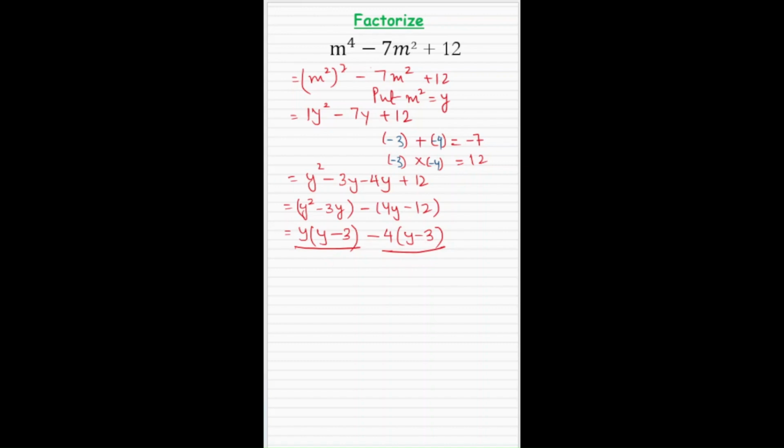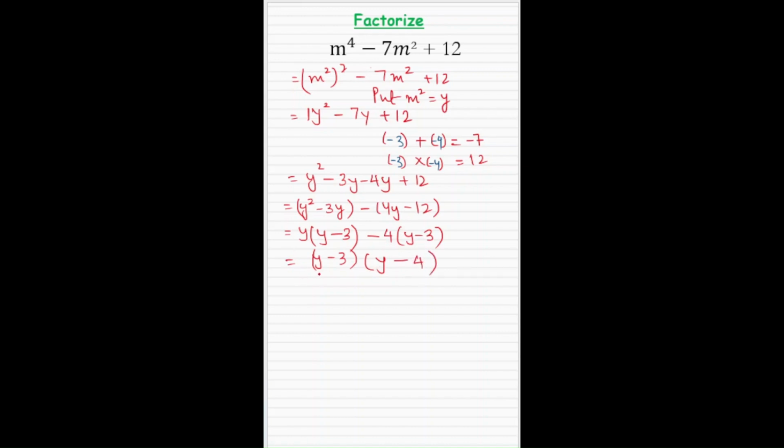From these two terms, I can clearly see that the bracket y minus 3 is common. So I can take out that bracket y minus 3 as common. From the first term, y minus 3 is outside; what is left? y. From the second term, y minus 3 is outside; what is left? Minus 4.